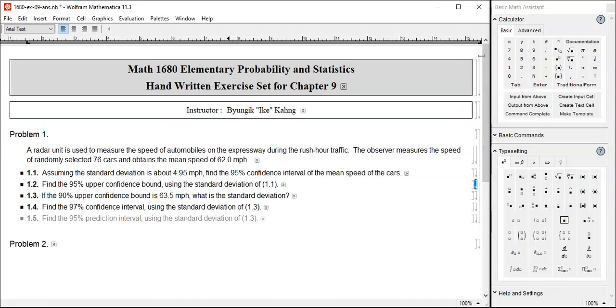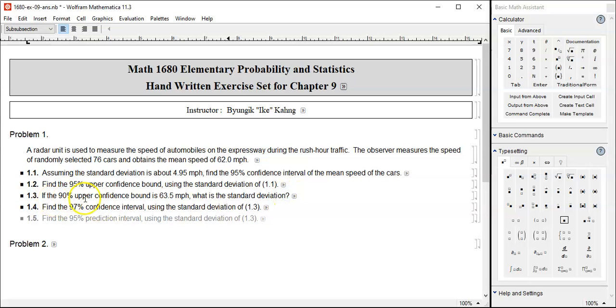Okay, we are done with first 2 problems. Now let's go to number 3. If the 90% upper confidence bound is 63.5 miles per hour, what is the standard deviation? We don't know the standard deviation, so 4.95 no longer applies here.